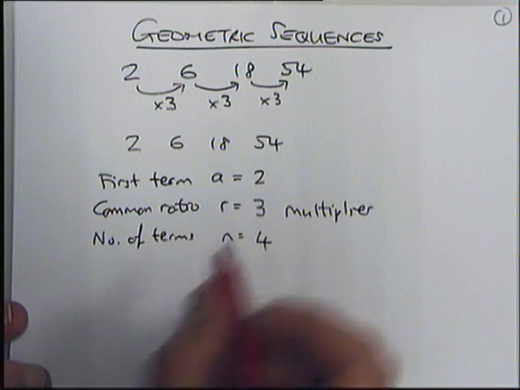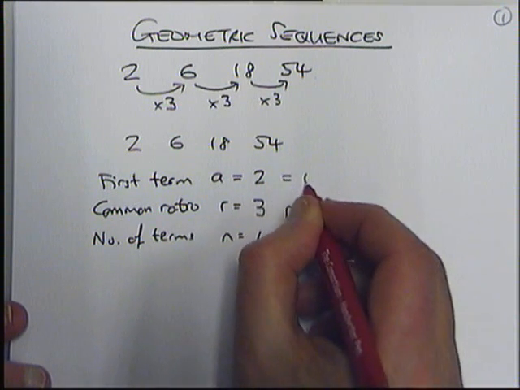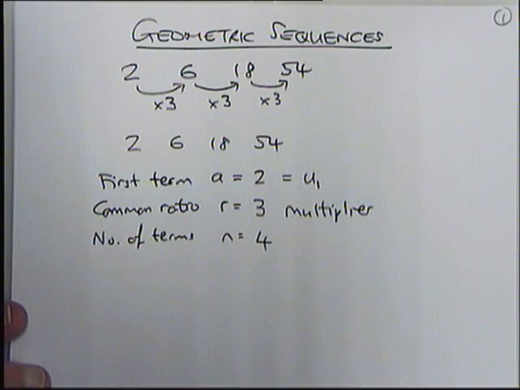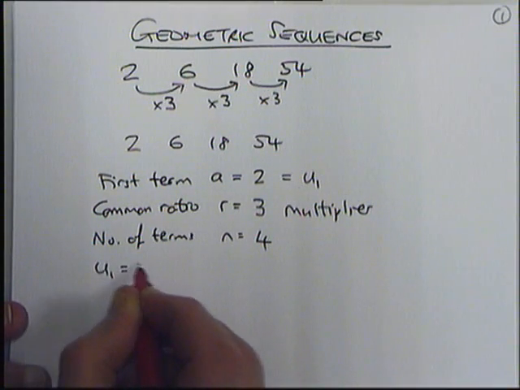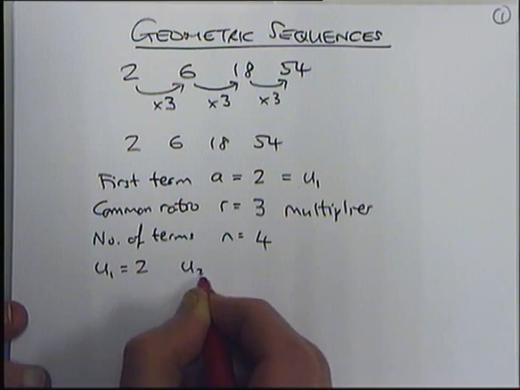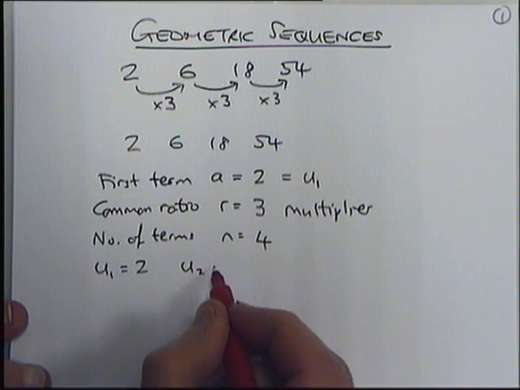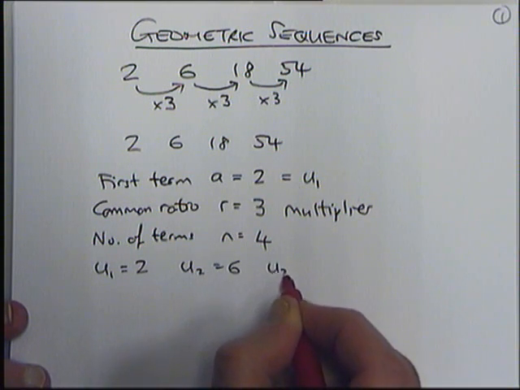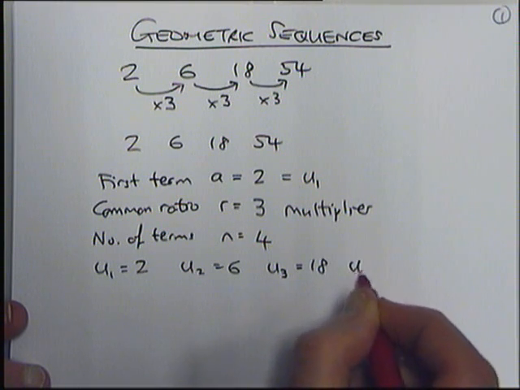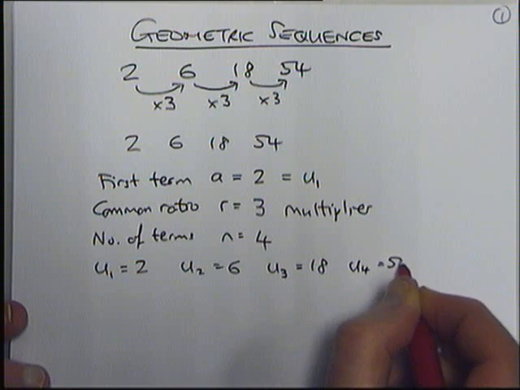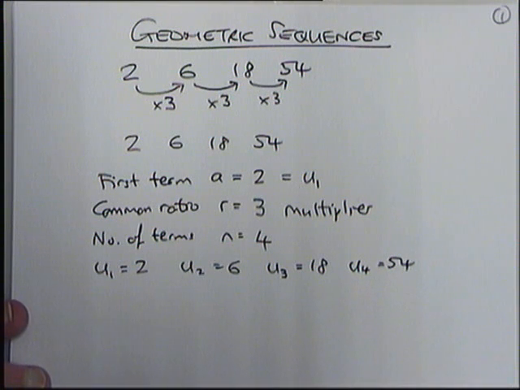As well as calling the first term A, we could also call it U1. We use U, and 1 is the first term of the sequence. So here I have U1 is 2. Not very surprisingly, U2 stands for the second term, that would be 6. U3 would stand for the third term, and that would be 18. U4 would stand for the fourth term, and that is 54.